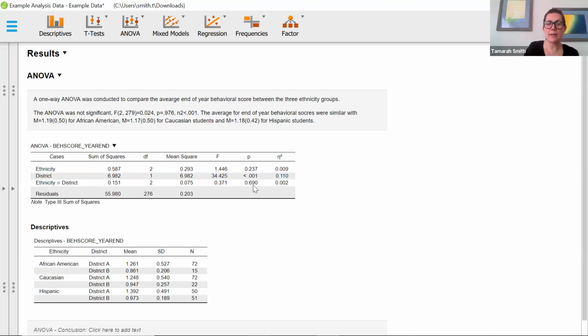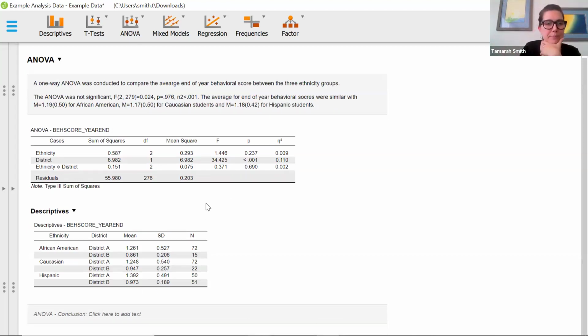So even though District A is different from District B overall, when you break it down into those three ethnicities, you don't have differences between the ethnicities. Let's look at this a little bit more deeply. In District A, African American average is 1.26, Caucasian average for District A, 1.24, and Hispanic average for District A, 1.39. But for District B, 0.86 for African American, 0.94 for Caucasian, and 0.97 for Hispanic.